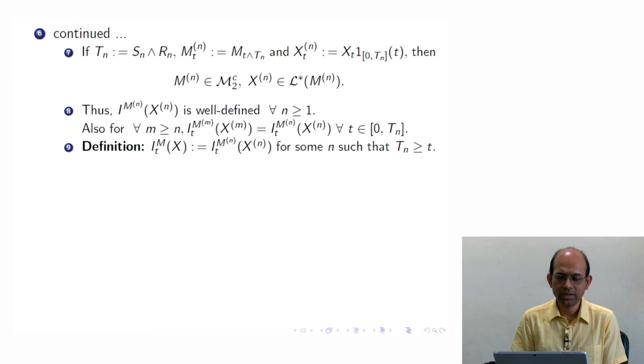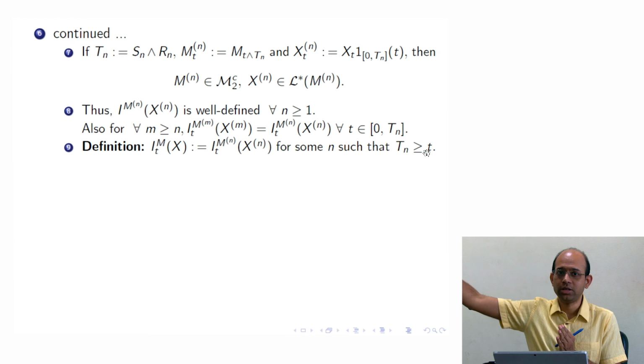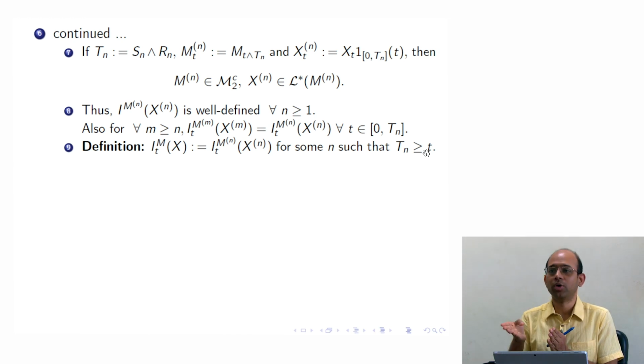So let us define from this observation that I(M)(X)t is defined as I(Mn)(Xn)t for some n such that Tn is more than t. What does it mean? Let me clarify again. One should remember that Tn is a random variable, but t is deterministic. So given a small t fixed, I am looking at some particular omega. For that particular omega, I know that the sequence Tn(omega) is going to infinity. So after a large n, it should cross small t.